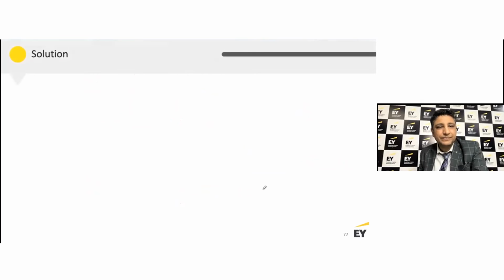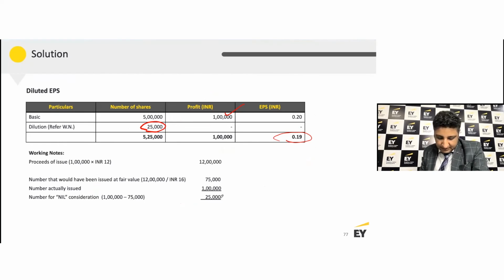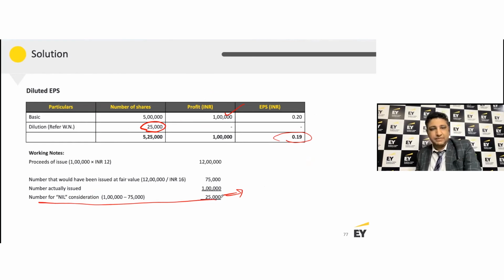Okay, this is where the formal solution is provided to us. We are given that the profit for the year is, of course, 1 lakh rupees, but the dilution impact is 25,000, essentially converting or reducing your earnings per share to 19 paisa, right? Of course, this is something that we have done already. And if we take a step back, this is where you start looking at the number of shares which are practically issued at a nil consideration.